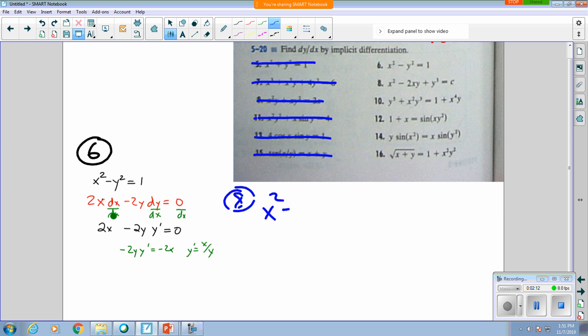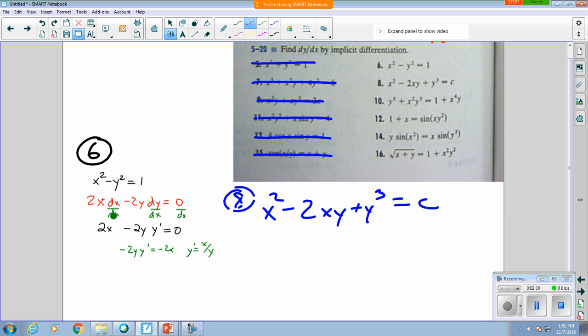x squared minus 2xy plus y cubed equals c. All right. Now, if you want to pause and try it, you can. The big thing I see is that you're going to have a product rule here. You're going to have a derivative of x term and a derivative of y term, and this is going to be a derivative of y term, and this is going to be 0. So you're going to have 4 terms on the left side equals 0.